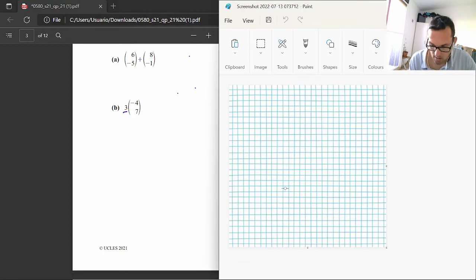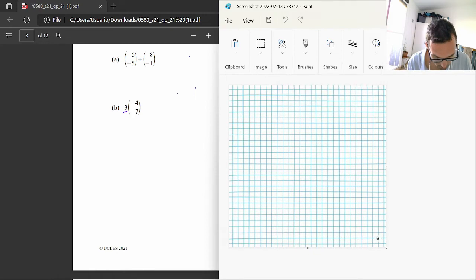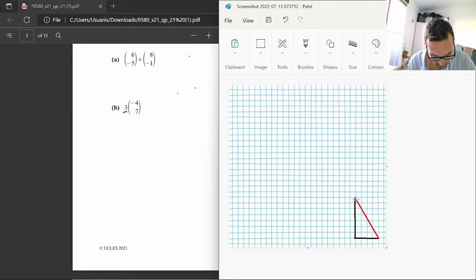Okay, a vector of minus 4, 7 means that we're going to start at the bottom here. We're moving 4 spaces to the left, and then we're moving 7 spaces up. 1, 2, 3, 4, 5, 6, 7. And that is what will give us this new vector going in that direction. So that is the vector once only, okay, with an arrow.